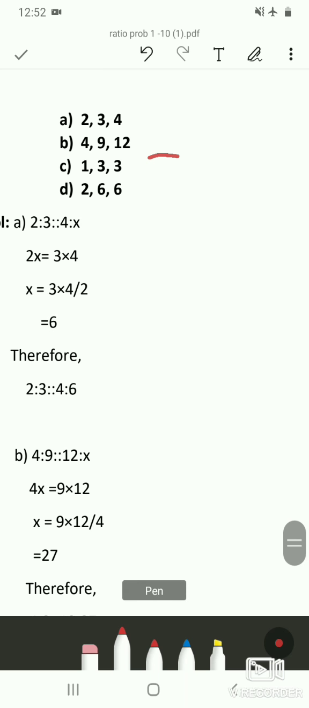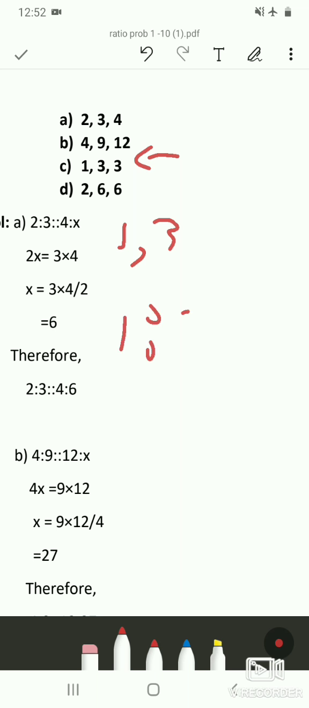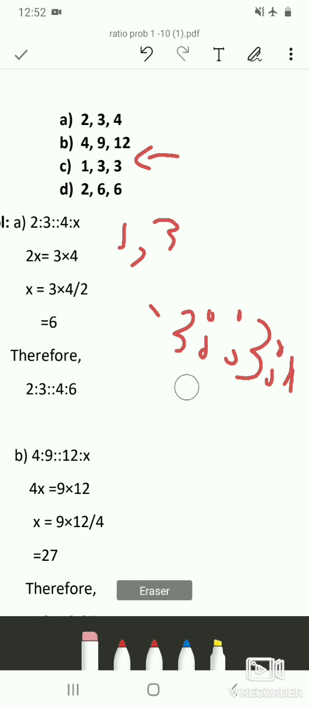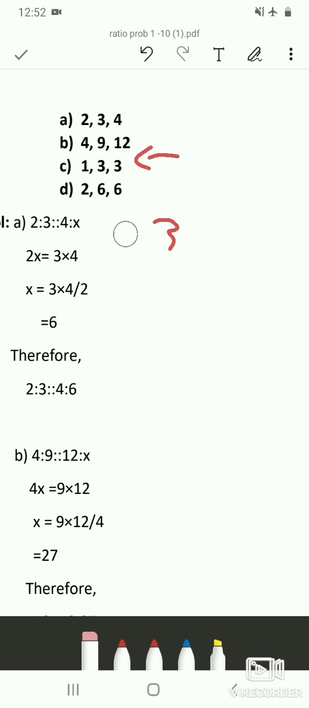Also, in such cases, they may ask to find the third proportion of 1 and 3. So you can take the ratio as 1:3 as 3:x. If the question is to find the third proportion, you have to take the last term as it is.